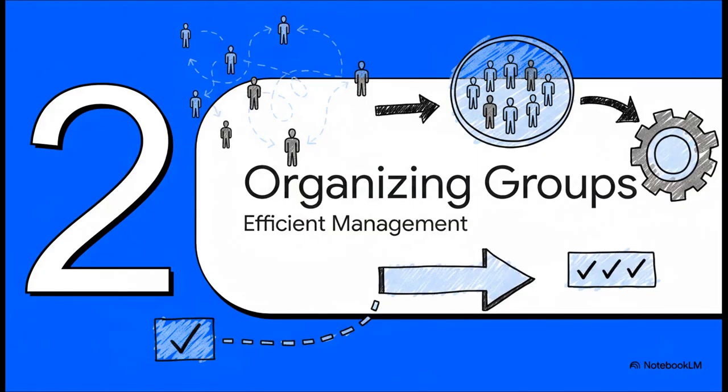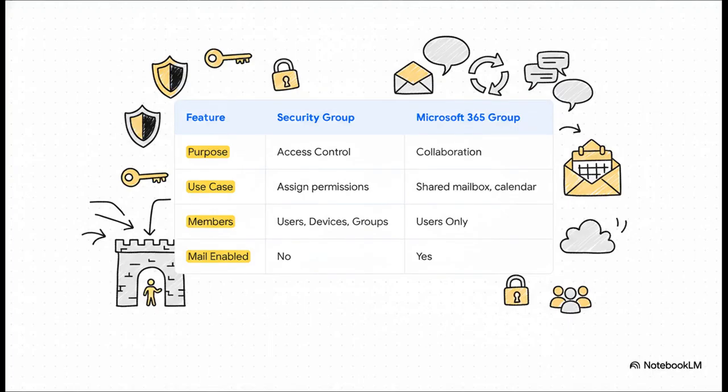Look, managing users one by one is okay when you're small, but it just doesn't scale. It becomes a nightmare. That's where groups come in to save the day and build some serious efficiency into how you work. In Entra, you've basically got two main flavors of groups. First, security groups. Their entire purpose is access control, granting permissions to apps, files, you name it. Then you have Microsoft 365 groups. These are all about collaboration. You make one and boom, you get a shared mailbox, a team calendar, a SharePoint site, the whole package. Just remember, one is for permissions, the other is for teamwork.